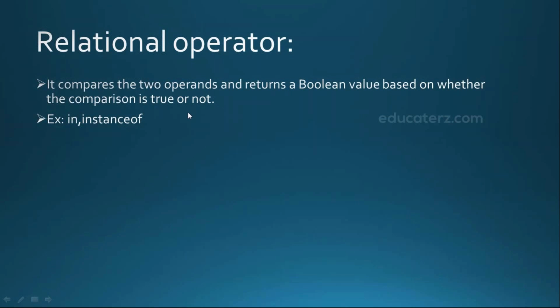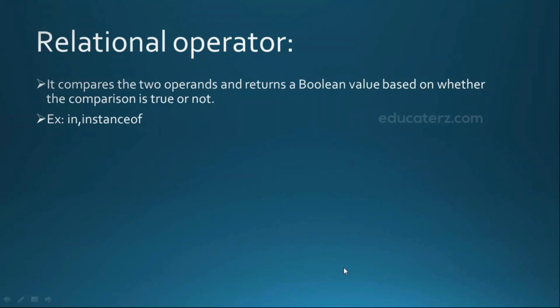So coming to relational operators. The relational operator is used to compare two operands and return a boolean value based on whether the comparison is true or not. Like in the example, you can check in or instanceof, like whether an object is an instance of a given function constructor or not, or whether a property is there within this object or not. As I mentioned in the for in loop, where you are using var name property value in object, this can be used to check whether the properties are there within the object or not, or whether the object is an instance of this class, which is the function constructor, or not.